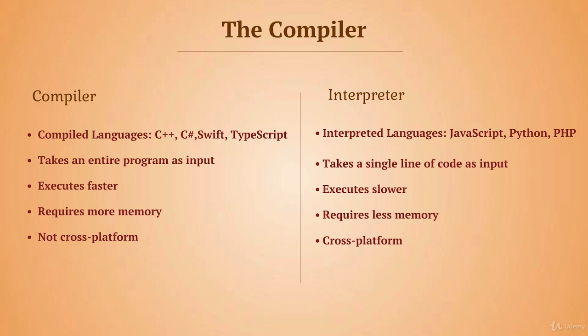A compiled language is not cross-platform, which means that if you wrote code in C#, it will not work on Mac, and vice versa. If you've written code in Swift, it will not work on a PC. On the other hand, interpreted languages such as JavaScript are cross-platform and work on almost every platform, the same as Python and PHP.